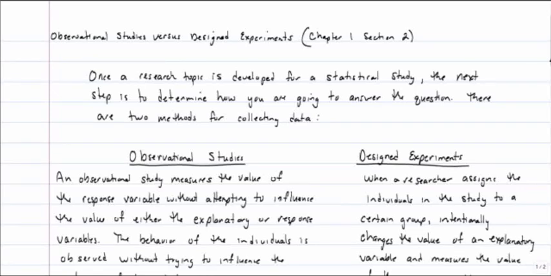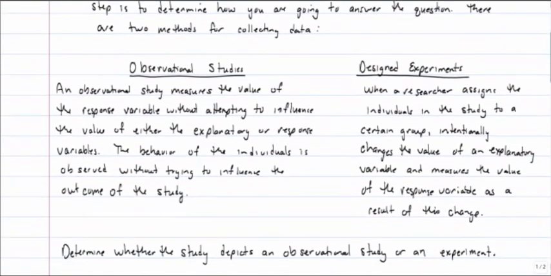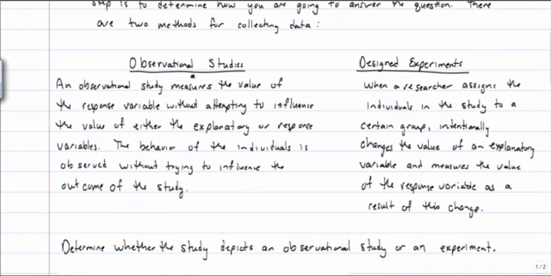Observational studies versus designed experiments. Once a research topic is developed for a statistical study, the next step is to determine how you're going to answer the question, that is, the question that was posed in that statistical study. There are two methods for collecting data for this purpose. The first is observational studies, and the second one is a designed experiment. So we're going to look at which of these is better and how they differ.